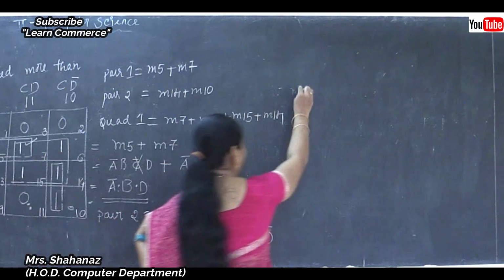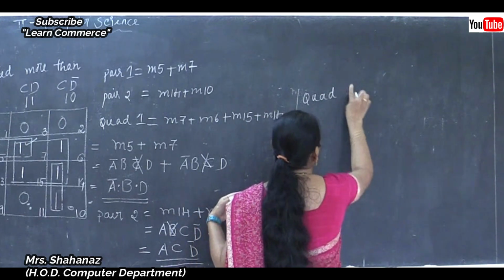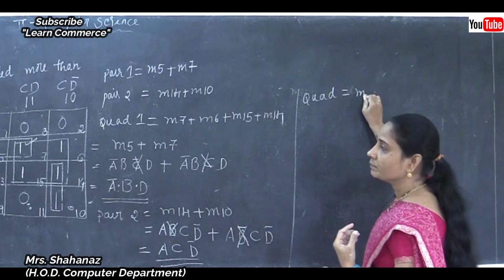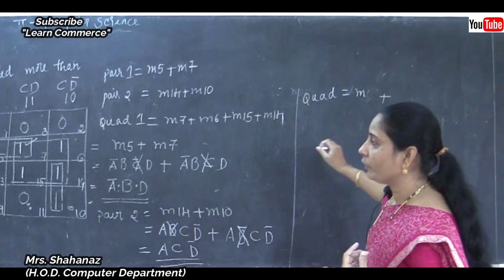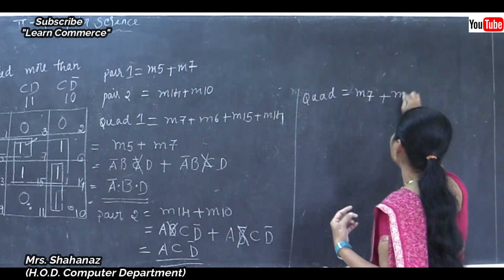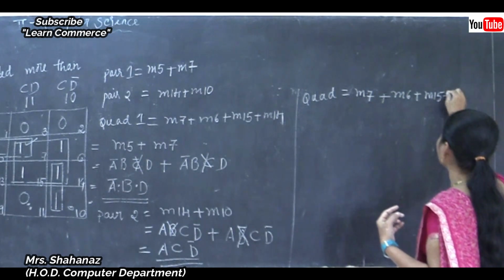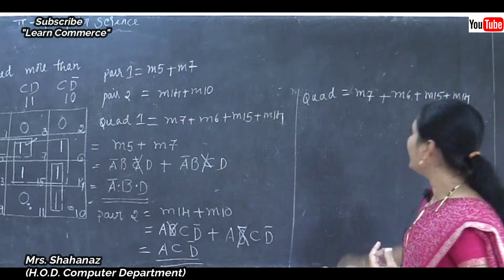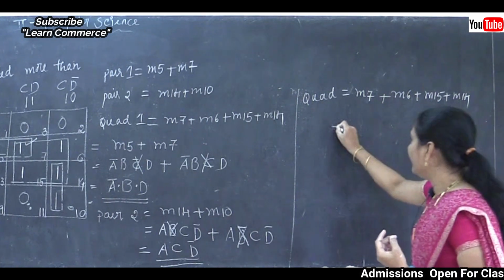Now after completing all those, we are going to complete our quad values. So the quad value is M5, the quad value is M7, and the next one is M6, and after that M15, and the next one is M14. So the values are 7, 6, 15, 14.